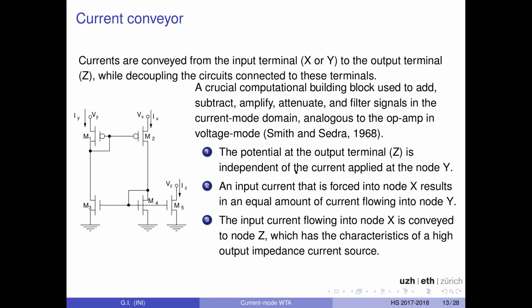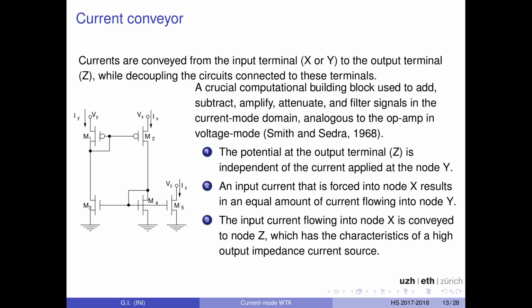The potential at the output terminal is independent of the current applied at the node Y. So like the op-amp, either one terminal or the other terminal could be the input. So X or Y could be the input. An input current that is forced into node X results in an equal amount of current flowing into node Y. So this was an additional definition that is actually useful, you will see later, for computation.